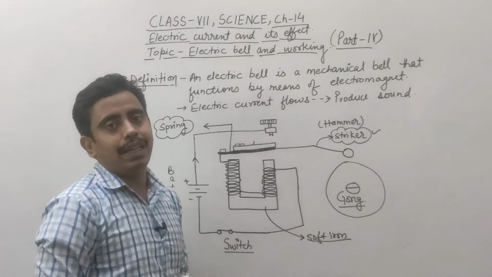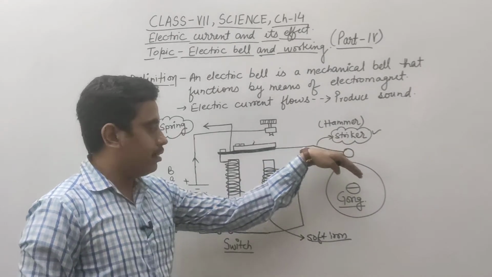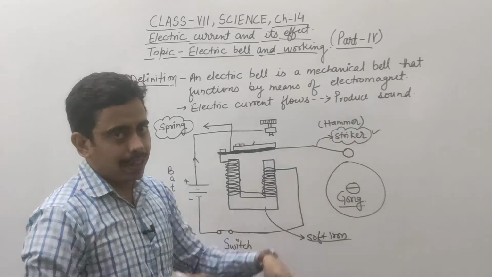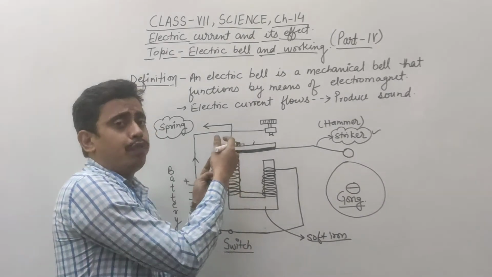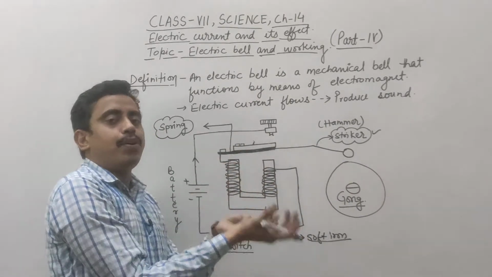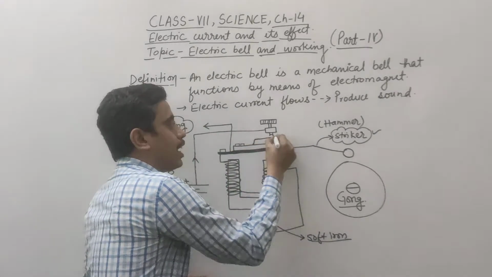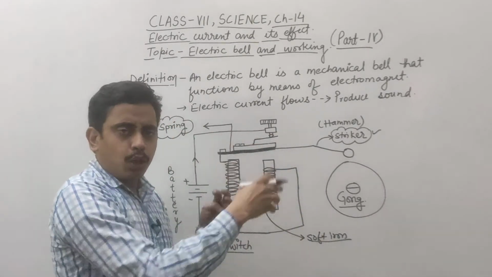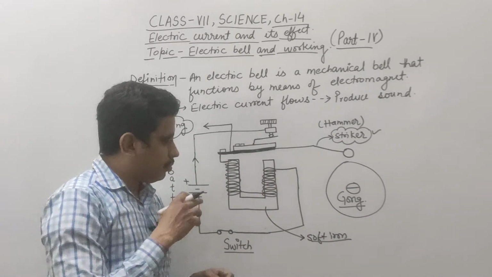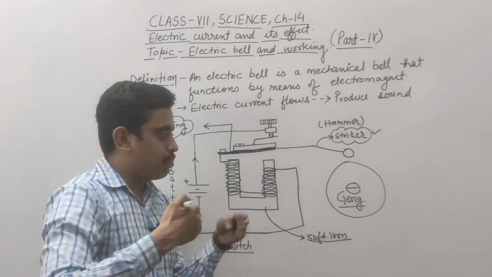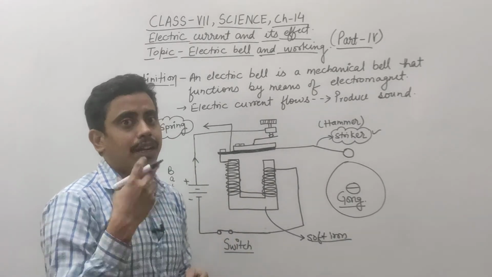It stops behaving like a magnet. The strike has been done by the striker on the gong, and the ringing sound is produced. Again there is the role of this spring. This spring again attracts this clapper towards itself, and again this connection is made. This particular working is done repeatedly. When this process is done repeatedly, a buzz sound or ringing sound is produced continuously.